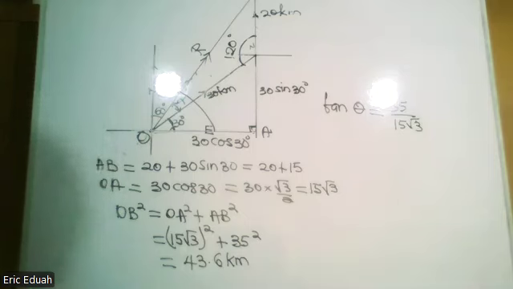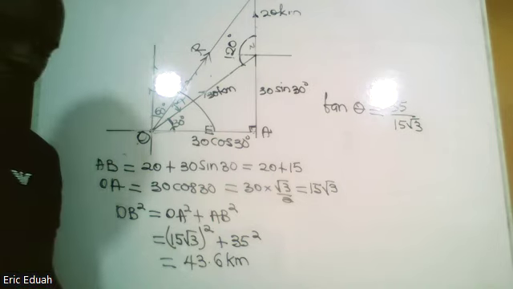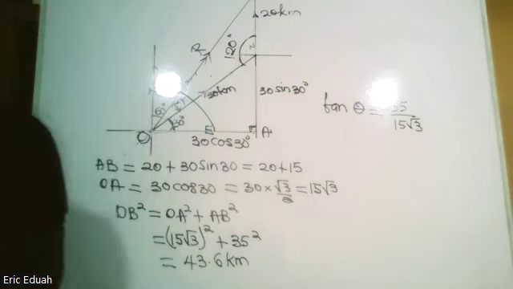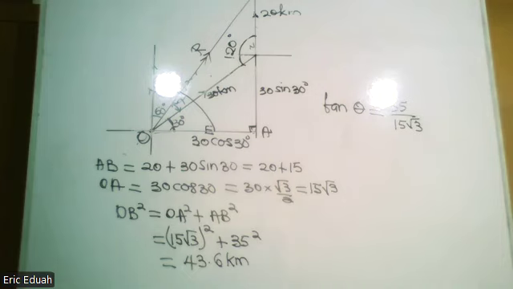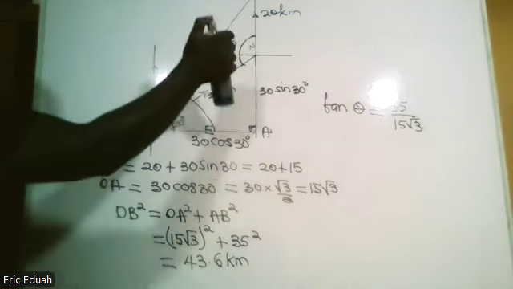Question 4C. Two forces, 30 Newton and 40 Newton, act at right angles to each other. Determine by scale drawing the magnitude and direction of the resultant force using a scale of 1 centimeter is to 5 Newton. So here we are to find the resultant using scale drawing. We are not to use formula. It is drawn to scale.